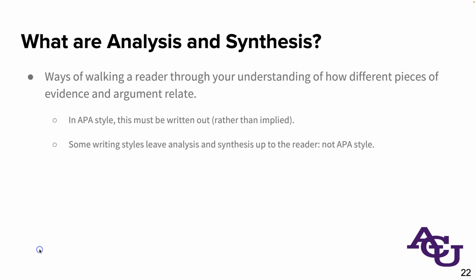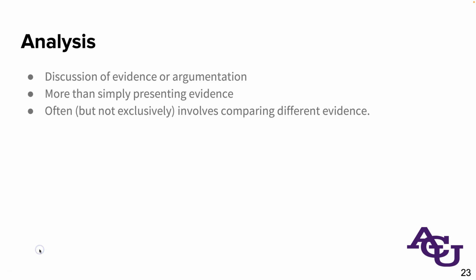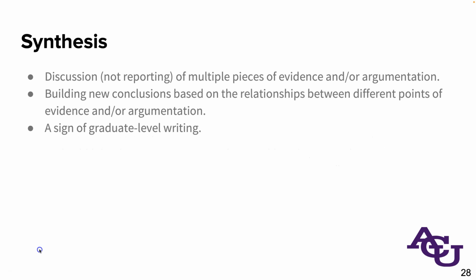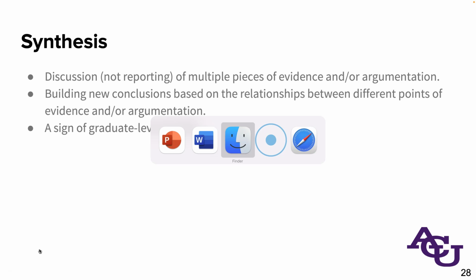Now, something to keep in mind is that we want to make sure that your analysis and synthesis are explicit. So don't just imply the connection, tell us what's going on. And that's something for APA style. We need to have those insights being written out. And when you are synthesizing, you're bringing new conclusions from looking at how this information fits together.